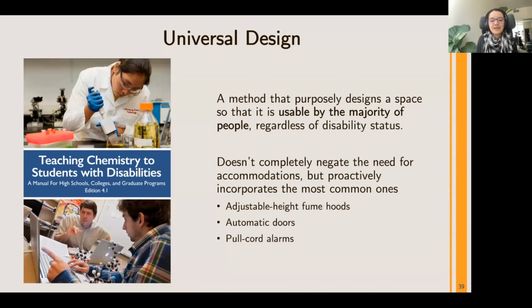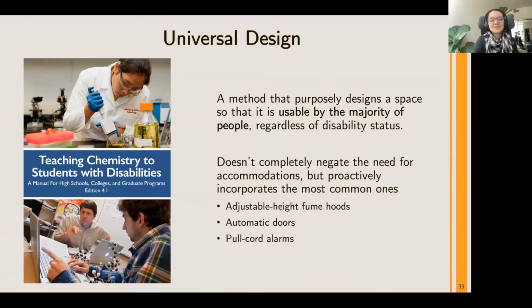Some examples I talk about in my piece are adjustable height fume hoods, which can accommodate wheelchair users or those like me who can't stand for long periods of time. There's also automatic doors or ergonomic tools for people who struggle with grip strength, and pull cord alarms for people who are closer to the floor. And this one is particularly important because many safety features like safety showers actually aren't quite accessible, and that can actually mean life or death for a disabled scientist.